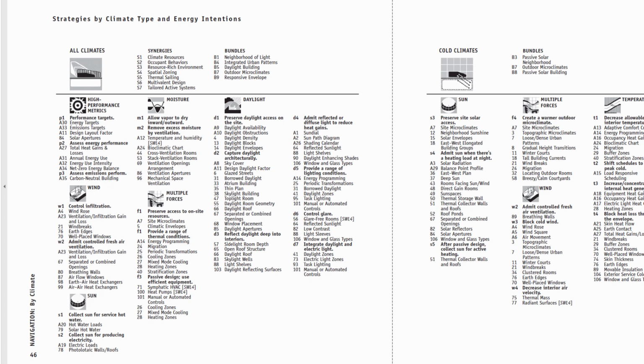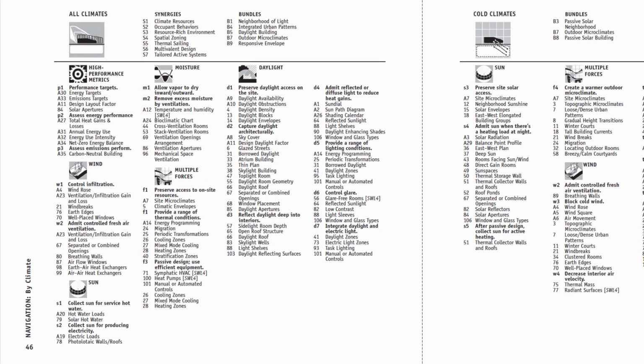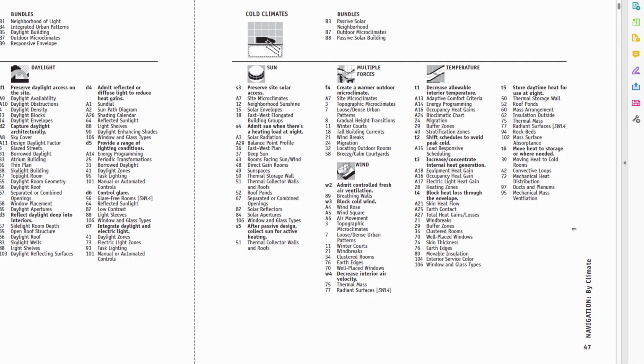So what we have here is a listing of strategies by climate type and by the energy intentions that you're interested in. A lot of these strategies actually apply to all the climates. Some of the strategies are written in such a way that they have both heating and cooling, or they have a range of different climates built into the strategy itself. Daylighting, most of daylighting applies to most climates, of course. On the right here you have just things that apply to cold climates, and you can see the little bioclimatic diagram that indicates we're in the heating territory.